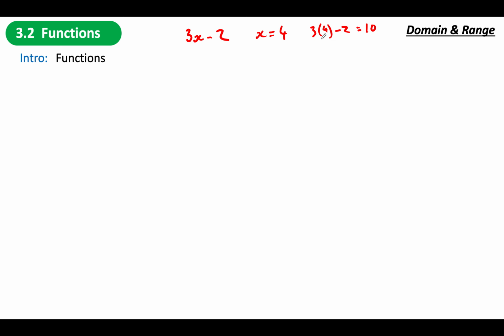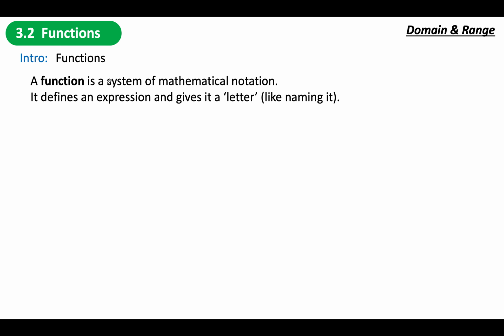Okay? What we're going to do here is a system of mathematical notation where we take that expression and give it a letter, like naming it. So instead of saying that expression, I'm going to say function f, or what we call f of x. And f is usually where we start. So an example here: f of x equals 3x minus 2.